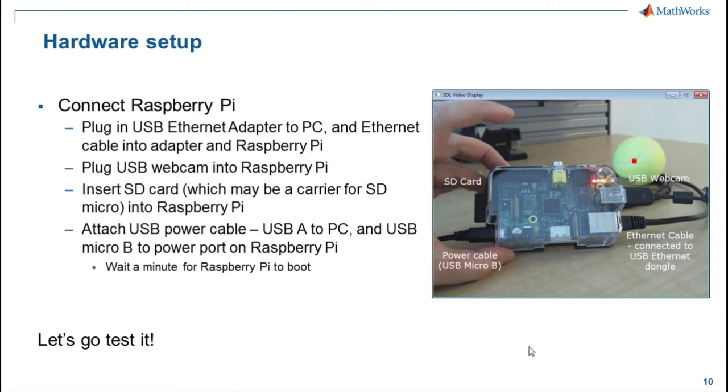Then we attach the USB power cable. I attach USB-A to my PC and the USB micro B to the power port on the Raspberry Pi, and we wait a minute for the Raspberry Pi to boot. So let's go test it.